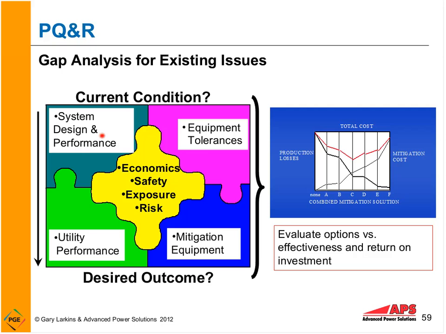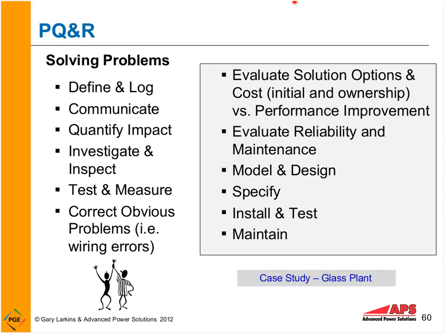What do I have? What's working? What's not working? What kind of power tolerance do I have? Hook up the test leads to the equipment, do an inspection, look for loose connections, etc. So I'm going to define and log the problem, communicate with my utility and others in the organization, quantify the impact, investigate and inspect, test and measure as necessary. Of course, I want to correct the obvious problems, such as a loose connection. Then I start looking at my solution options and the cost of those versus the performance improvement I might receive.